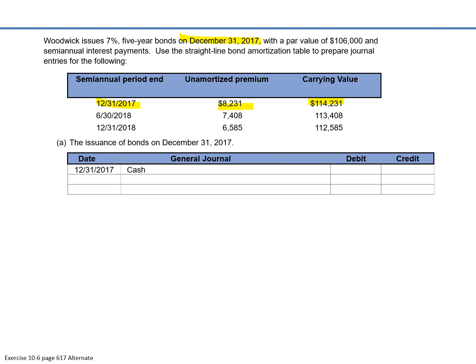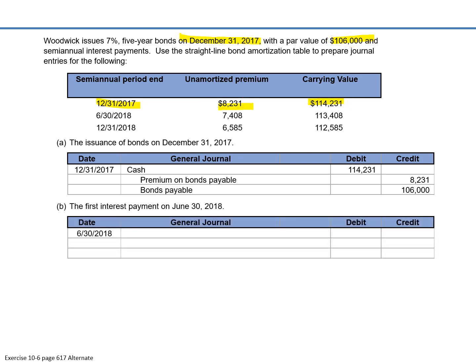So we have cash equal to the carrying value of 114,231. We have bonds payable equal to our par value of 106,000. And we have premium on bonds payable as a credit for the 8,231.